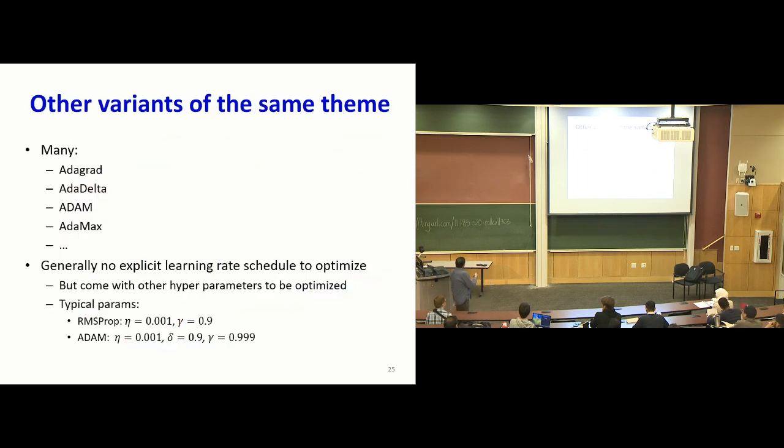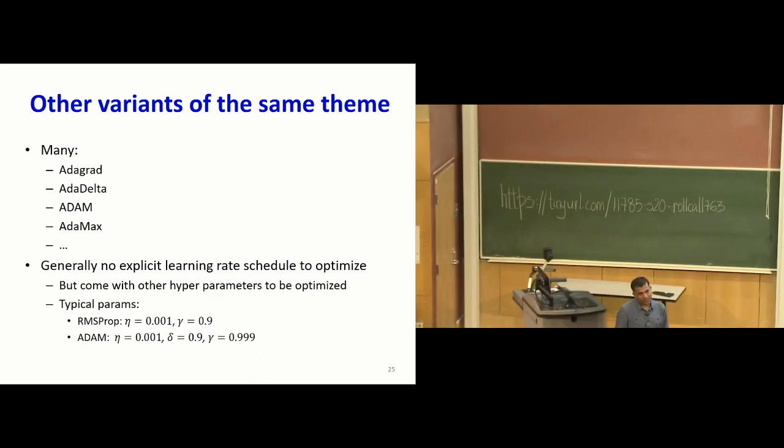So if you've all signed up over here, tiny URL. Today we have a much more decent number. The URL is 11785-S20-rollcall763. Okay, I'm going to erase this in about 5 minutes, and we'll continue. So those of you who are watching the video, this is your cue. Right. Here's where you are. Anyway.